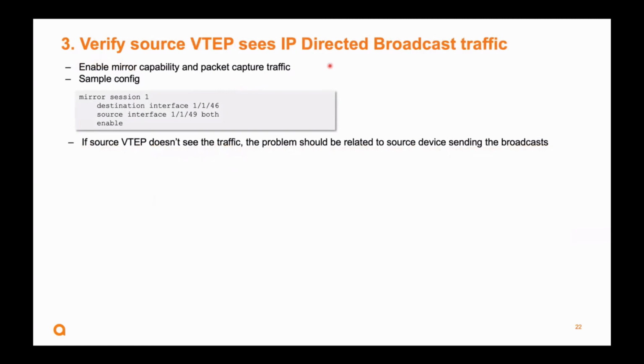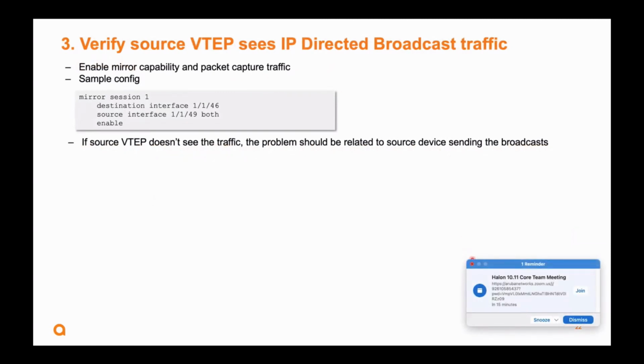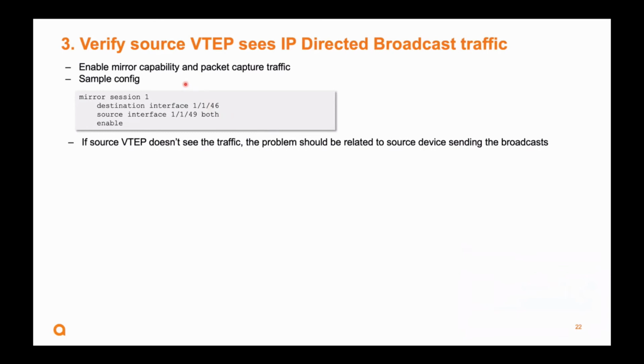At the source VTAP, how do you check? You enable mirroring, so that you can see what your source device sends. This is a sample config sent to a packet capture device. If the source VTAP doesn't see the traffic, the source device could be the problem.